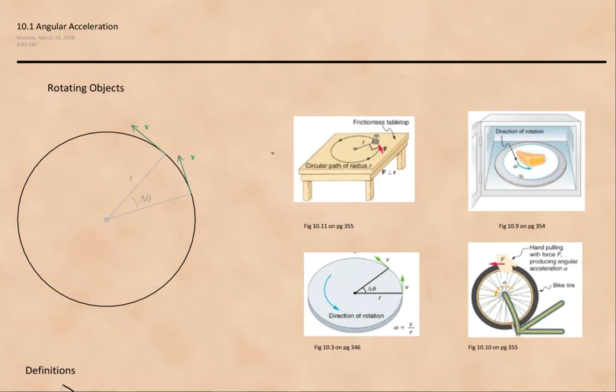Chapter 10 deals with rotational motion and angular momentum. There are things that rotate all around us in the world: the wheels on our vehicles, the discs in our DVD player, centrifuges in labs, fan blades in jet engines. Even the Earth itself is rotating on its axis.